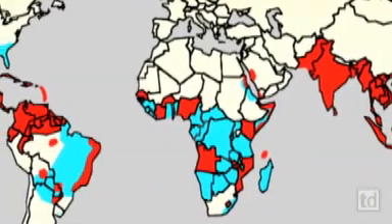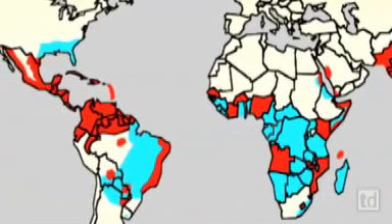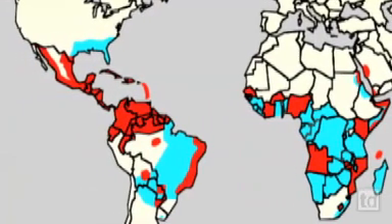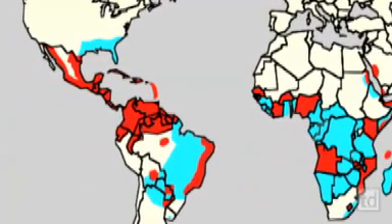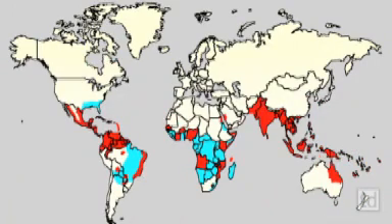Blue areas indicate regions that are also infested with the Aedes aegypti mosquito, but have not yet experienced outbreaks of the fever. Each year, over 50 million people are infected. Approximately 1 in every 1,000 cases is fatal.